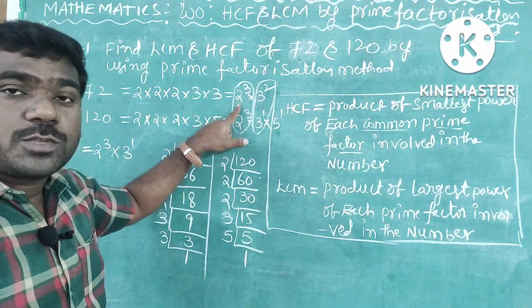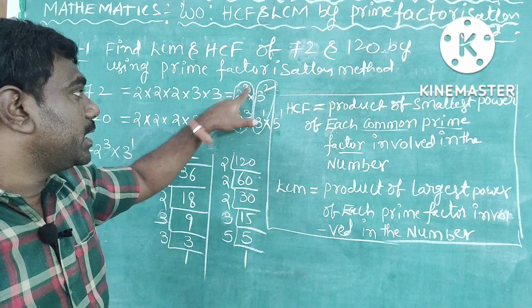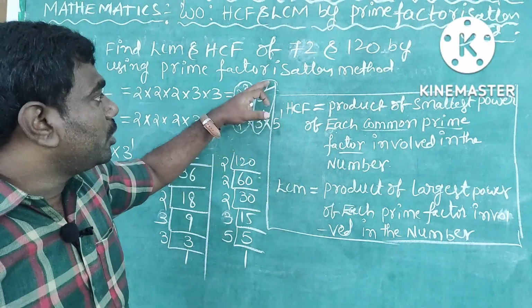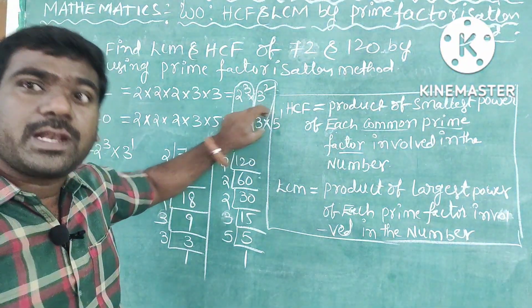In this, what is the smallest power? For 2, the power is 3 here and 3 here also. Both are equal, so I am taking 2 power 3. Now for 3, here the power is 2 and here it is 1, so that is why I am taking 3 power 1.